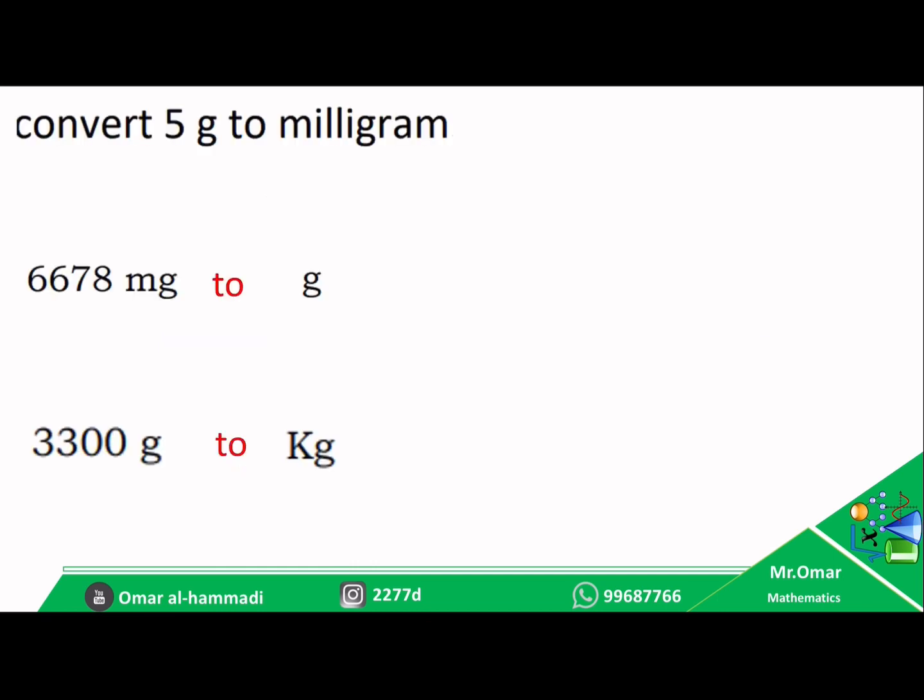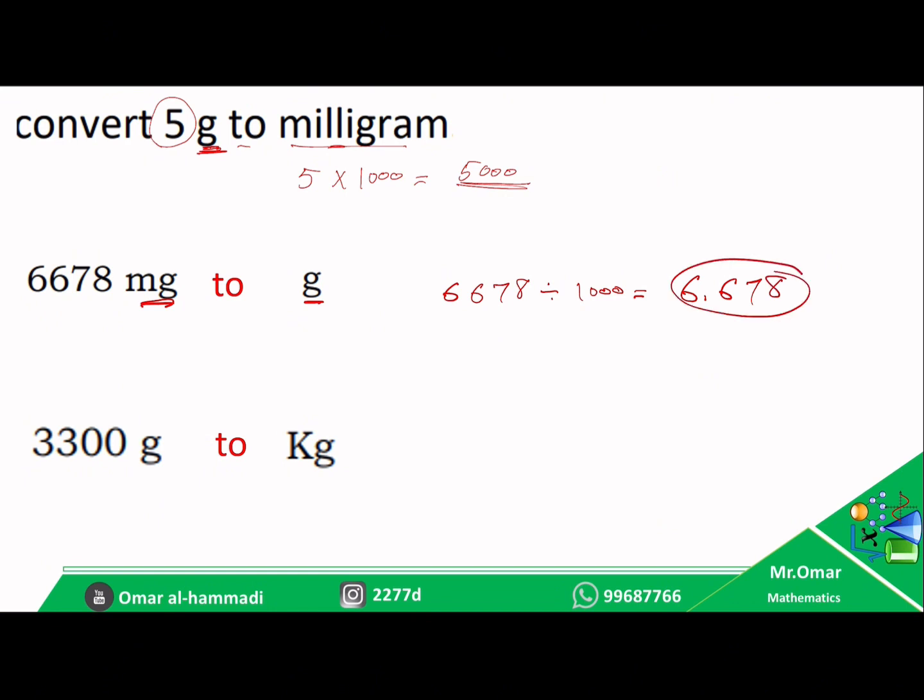So for example, here we have an example. Convert 5 grams to milligrams. From bigger to smaller, 5 multiplied by 1000. We'll find 5000. But the other one, 6678 milligrams to grams. We have to divide by 1000. 6678 divided by 1000, so the result will be 6.678.